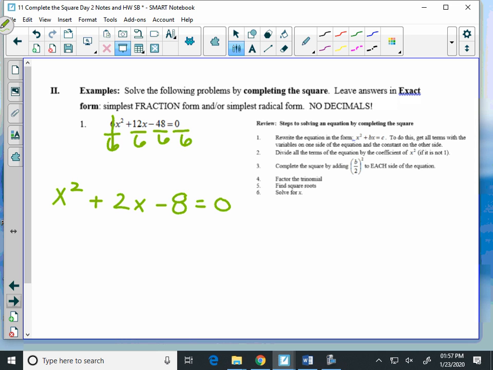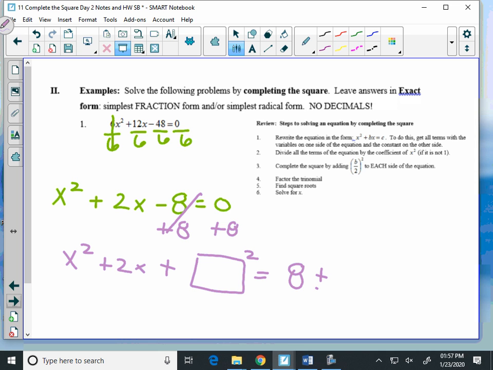Now, it's exactly what we did yesterday. What's our first step? Based off what we did yesterday. Add 8. So we get x squared plus 2x plus your box squared equals 8 plus your box squared.